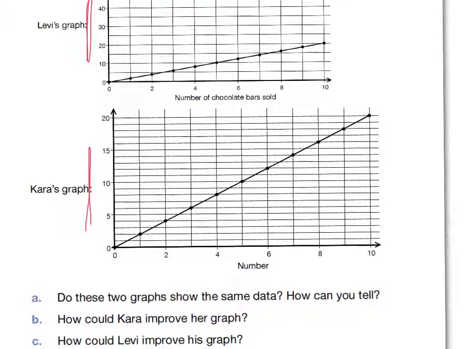Well, if you've looked, the one thing that you probably noticed was different between the 2 is the numbering here, the scale. Looks like Levi counted by 5s, whereas Kara counted by 1s. Which one gives you a more exact, a more accurate picture of what's happening? Well, I would say Kara's graph definitely shows the data more clearly.